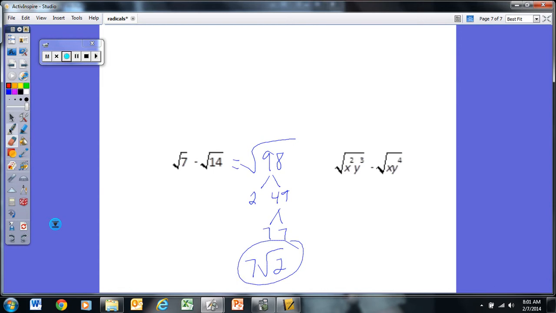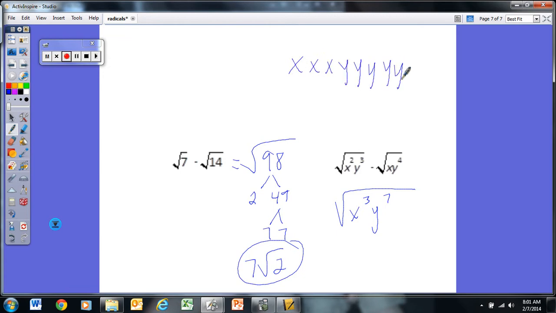So you have to do the multiplication first, always. Do the multiplication first and then break down your answer. Same thing here. I'm going to do the multiplication first. X squared times x is x cubed. Y cubed times y to the 4th is y to the 7th. Then I'll do the prime factorization, x times x times x, and then 7y's.